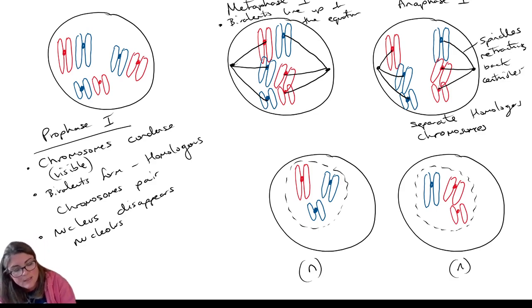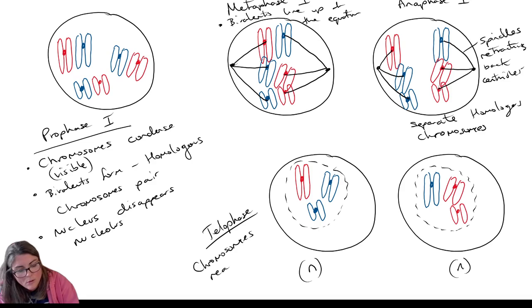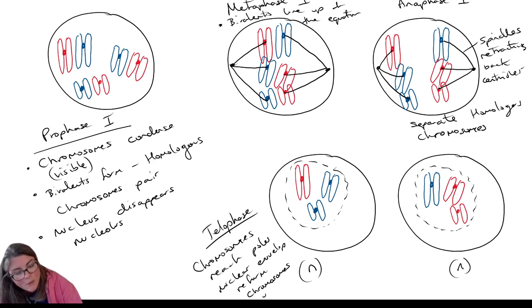So during telophase, we know that the chromosomes reach the poles. We know that the nuclear envelope can reform, and we know that we're going to end up with our chromosomes, which are going to uncondense. So they are now going to uncoil themselves.